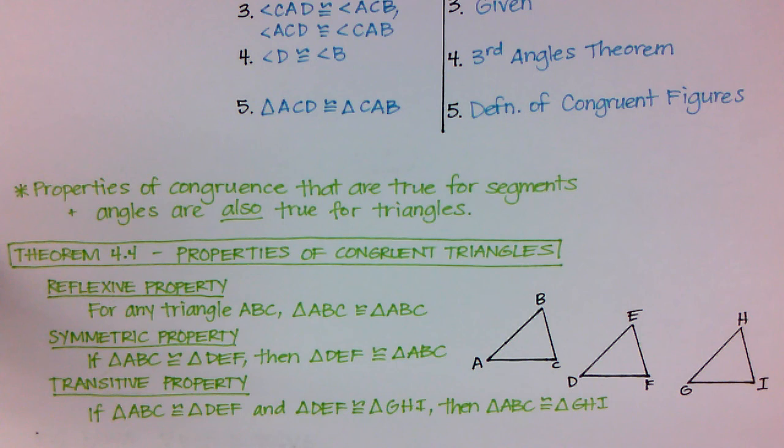The first one is the reflexive property. Reflexive property means that for any triangle ABC, it is congruent to itself, triangle ABC. Then I have the symmetric property. If triangle ABC, this one right here, is congruent to triangle DEF, then I can say it in the reverse order. Triangle DEF is congruent to triangle ABC. And then I also have the transitive property. That's one that you guys like. And it says if triangle ABC is congruent to triangle DEF, and also triangle DEF is congruent to triangle GHI, then I can conclude that starting at the beginning, triangle ABC is congruent to triangle GHI.